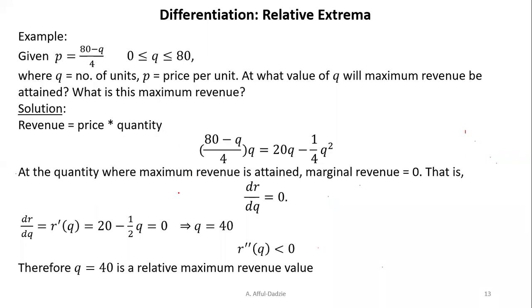Let's solve this question again, this time considering the extreme value theorem. So we have P equals 80 minus Q over 4, and we are evaluating it within the closed interval 0 to 80. So the quantity to produce is between 0 and 80.